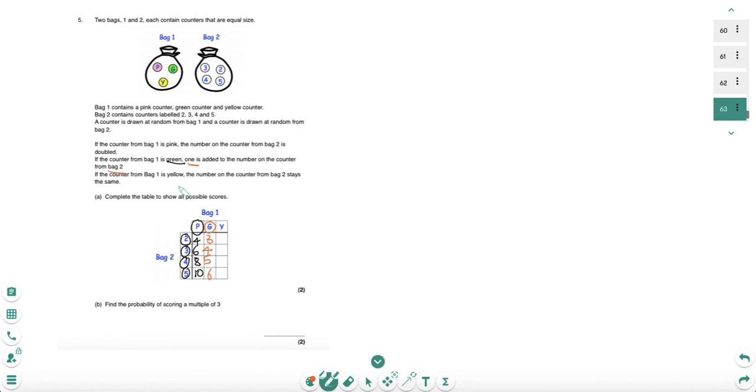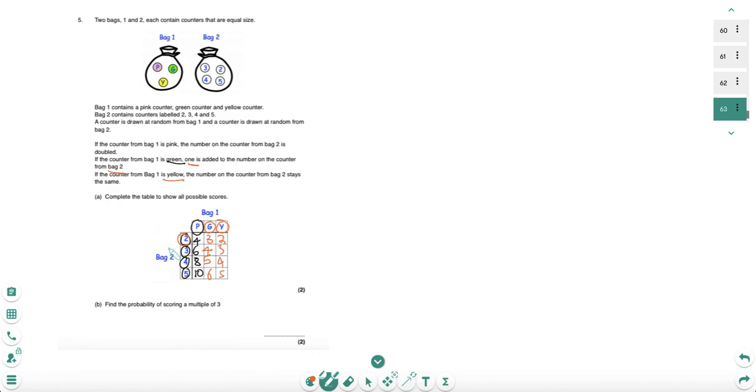Now, yellow. If the counter from bag 1 is yellow, the number on the counter from bag 2 stays the same. So yellow, let's say I pick a yellow first and then a 2 from the second bag, this score just stays the same, so it'll just be 2, because yellow means the score just stays the same. So 2, pick a 3, 3, 4, 5.